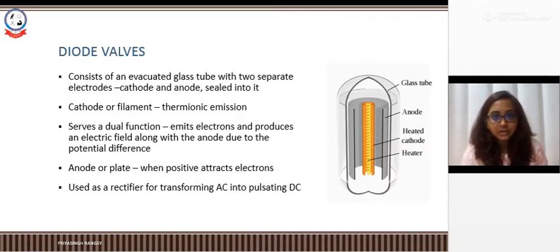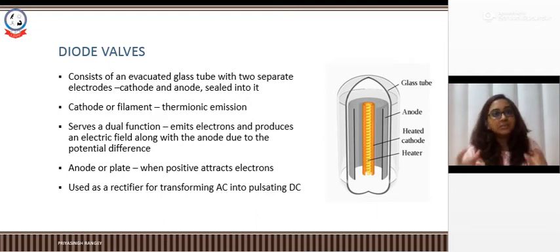As you can see in the diagram, the cathode or the filament is the electrode that is responsible for the thermionic emission, and it serves a dual function, that is, it has two functions. The first is the emission of electrons, that it emits these electrons that we are talking about, which are going to create the flow of the current. And secondly, it produces an electric field surrounding itself when it is kept in close contact with the anode. So because of the potential difference that is created between the cathode and the anode, the cathode here is the negative electrode, the anode here is the positive electrode.